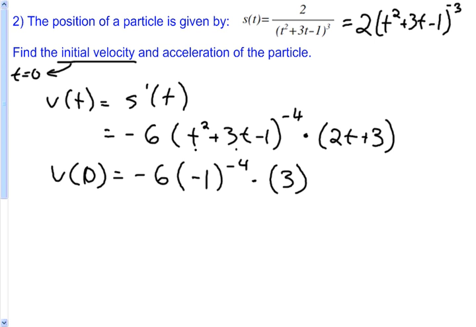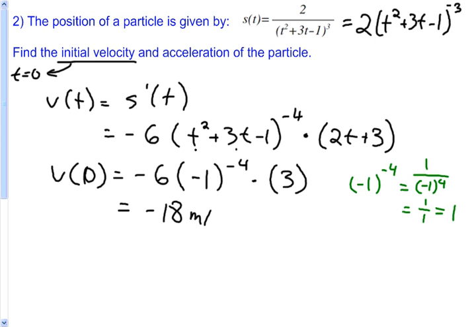Now what about this term here, negative 1 to the power of negative 4? Well, if we work over here at the side, I can change that negative exponent into a positive exponent by moving it down into the denominator. This is negative 1 to the power of 4. It's an even power, so this is just 1 over 1, or 1. So simplifying this, I have negative 6 times 1 times 3, so that'll give me negative 18 meters per second.